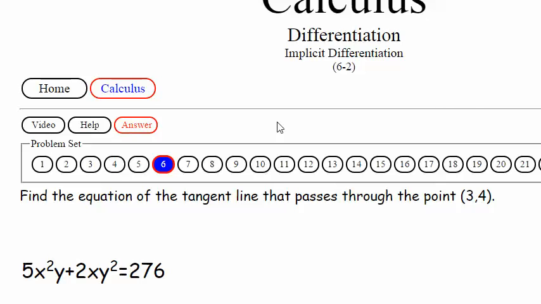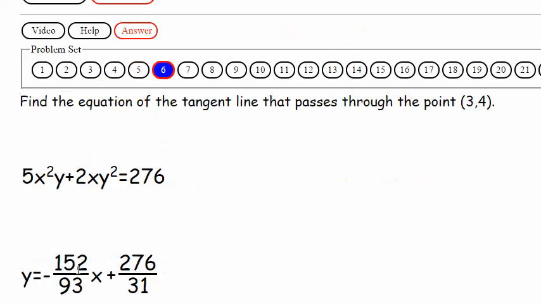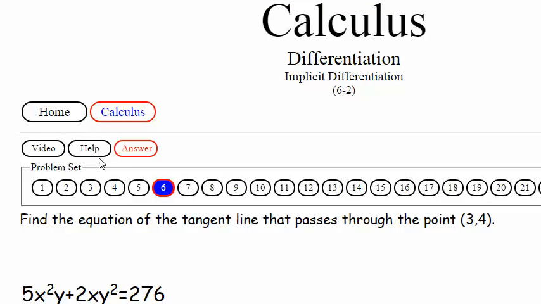Okay, so I click that. Negative 152 over 93x plus 276 over 31. Okay, looks good.